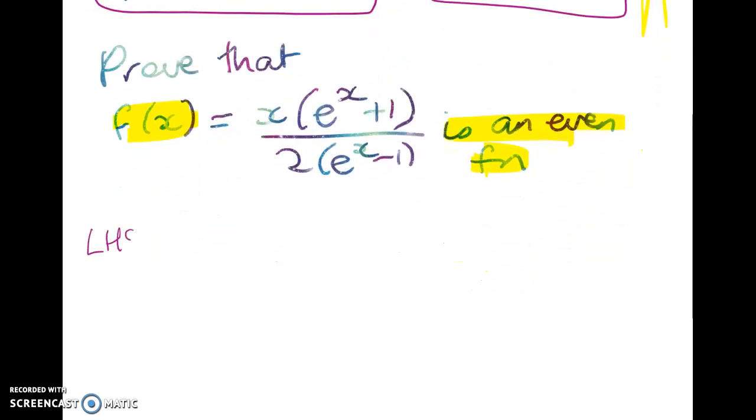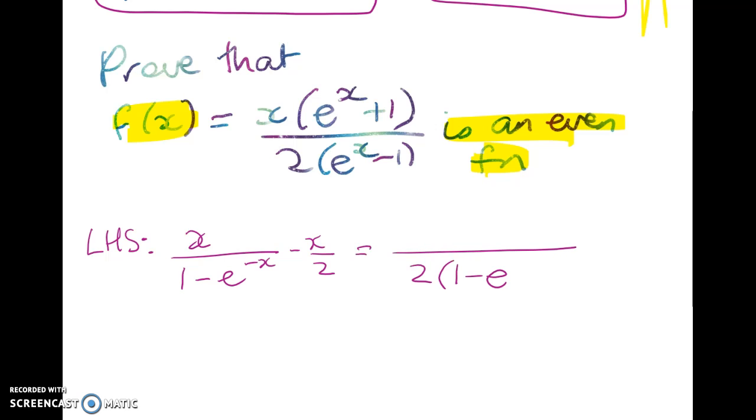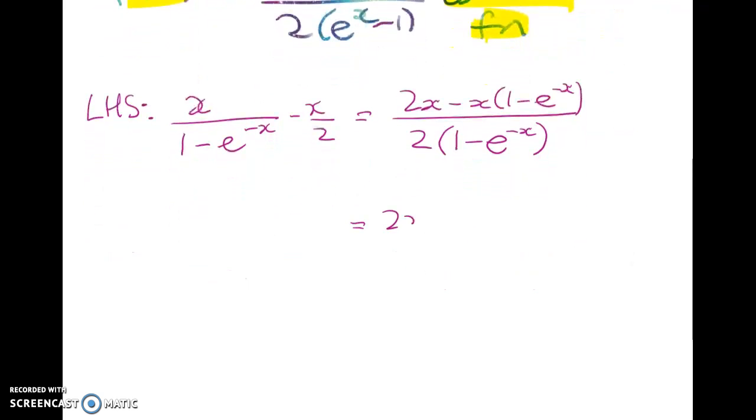So on the left-hand side, we've got x over 1 minus e to the negative x, minus x over 2. And we have to just work that through and do the obvious thing. So the first obvious thing is to get a common denominator. So let's start with that. I'm going to leave that negative power as a negative power. So we have 2x minus x times 1 minus e to the negative x. Right, now expanding out the brackets gives me 2x minus x plus x e to the negative x over 2 times 1 minus 1 over e to the x.